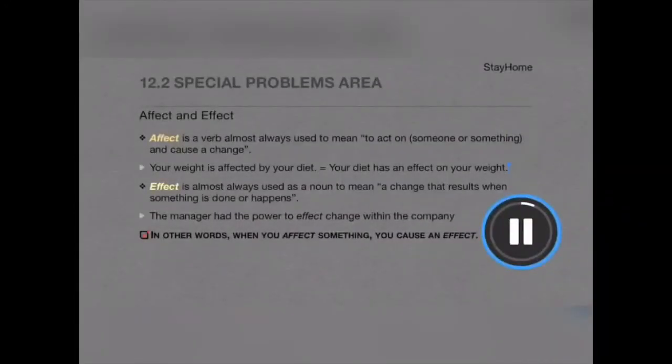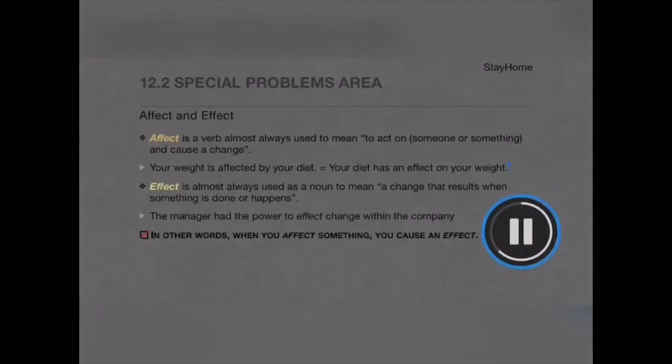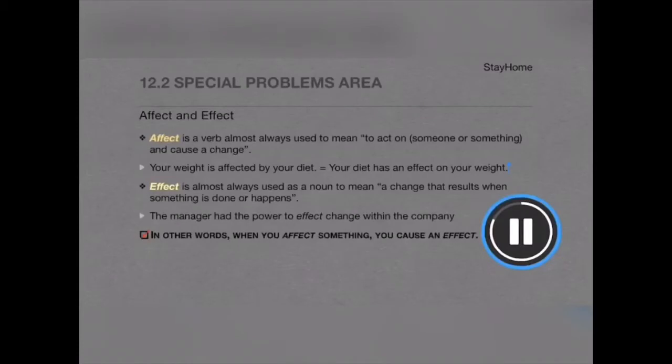12.2 Affect and effect. First, affect is a verb almost always used to mean to act on someone or something and cause a change. For example, your weight is affected by your diet, which means your diet has an effect on your weight. The second is effect. Effect is almost always used as a noun to mean a change that results when something is done or happens. For example, the manager had the power to effect change within the company. In other words, when you affect something, you cause an effect.